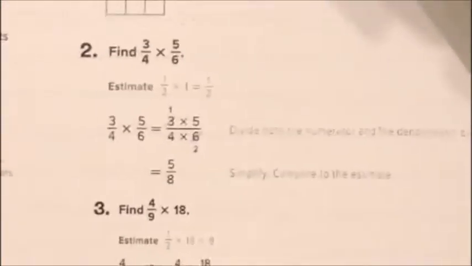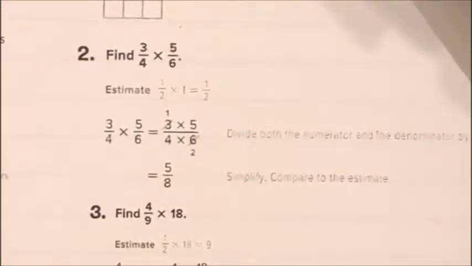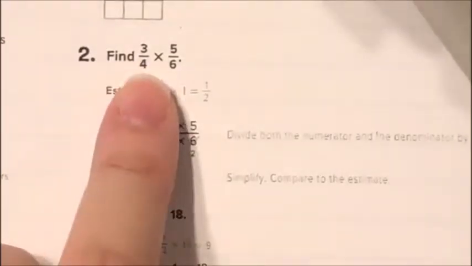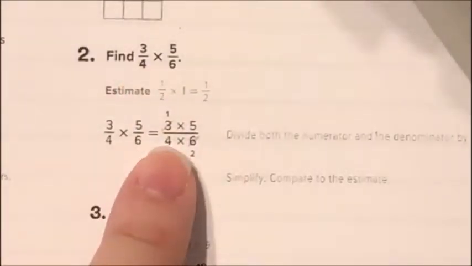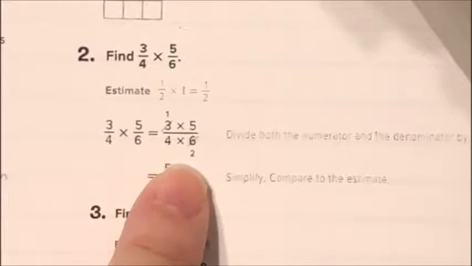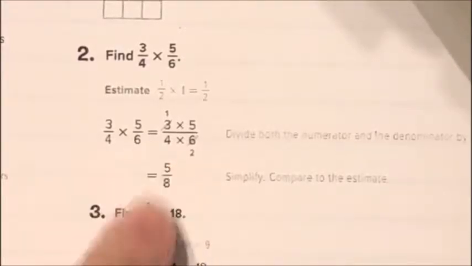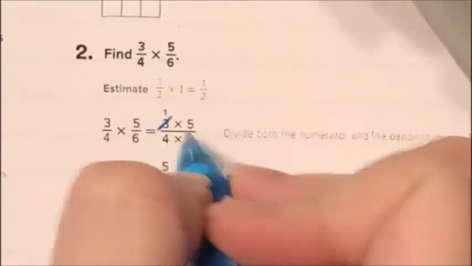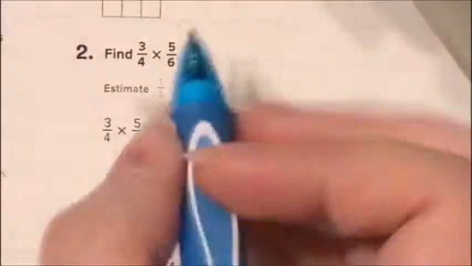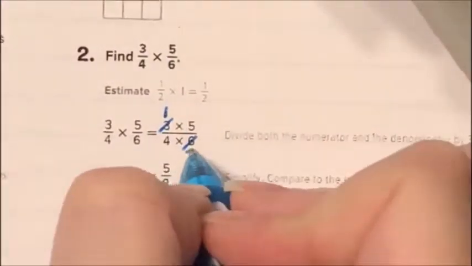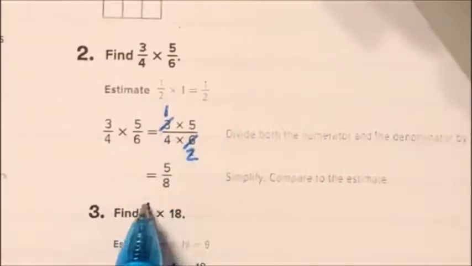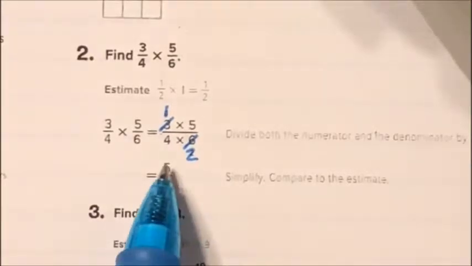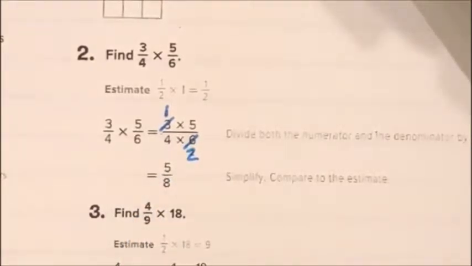Okay, number 2 says find 3/4 times 5/6. So I'm going to multiply straight across. 3 times 5 and 4 times 6. I can notice that 3 and 6 have common multiples, so I'm left with 1 and 2. 1 times 5 gives me 5. 4 times 2 gives me 8.